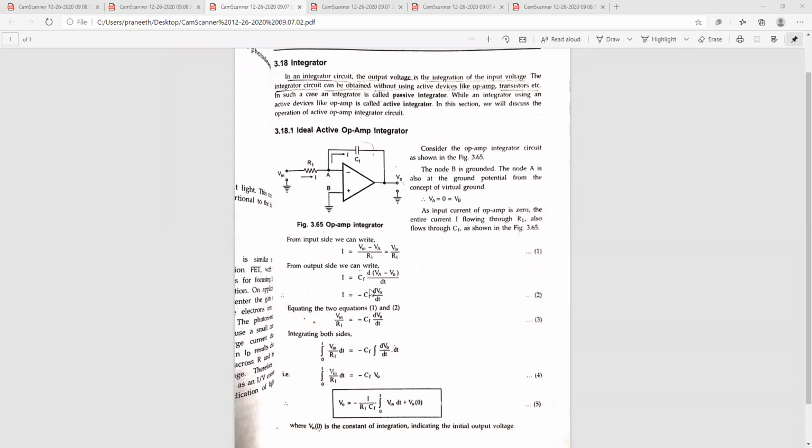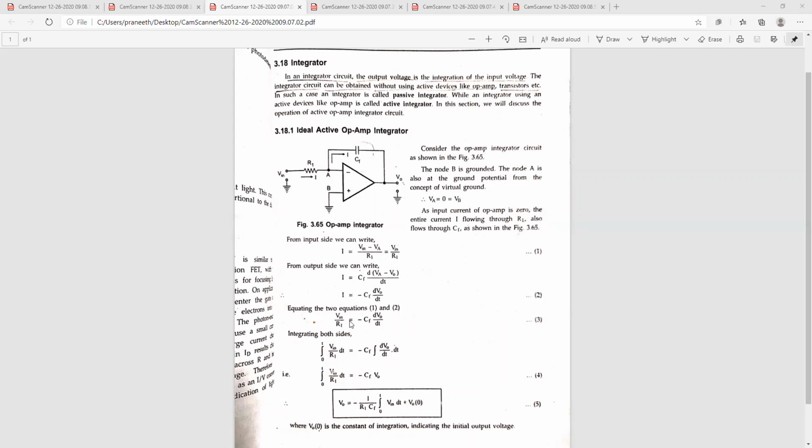Okay, so I have equated the first equation and the second equation. So I have just equated 1 and 2. Obviously, finally I have got this expression. Now I'm going to simplify this expression. So I am about to integrate on both sides.